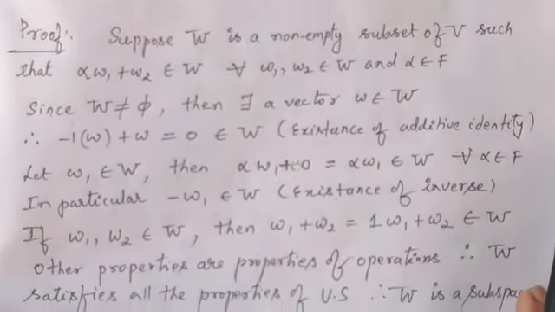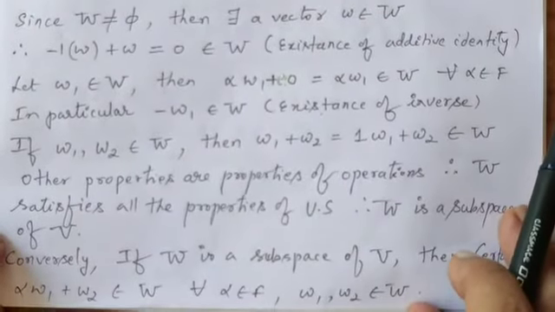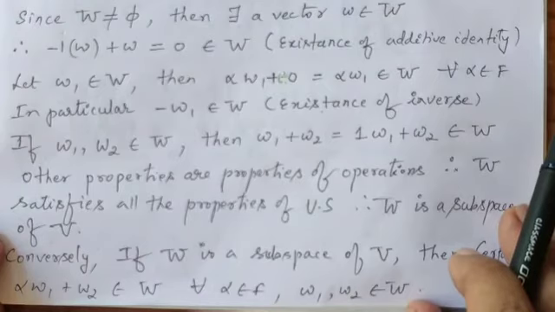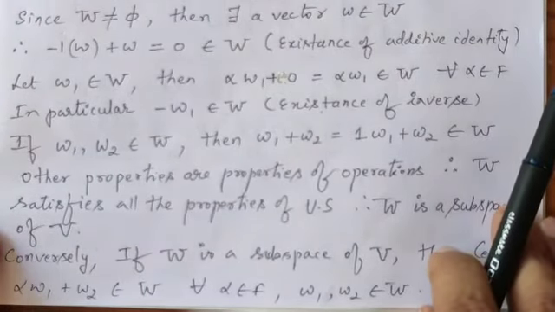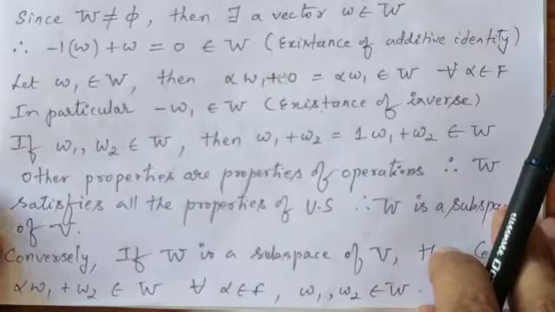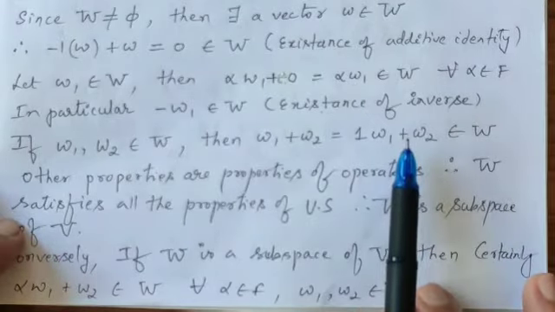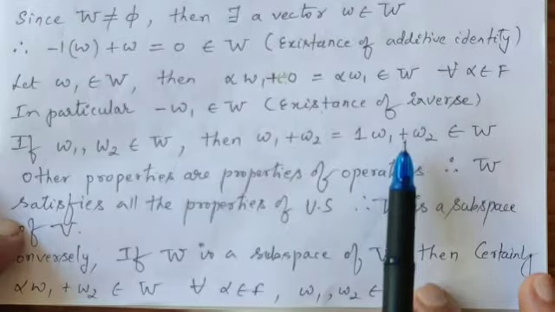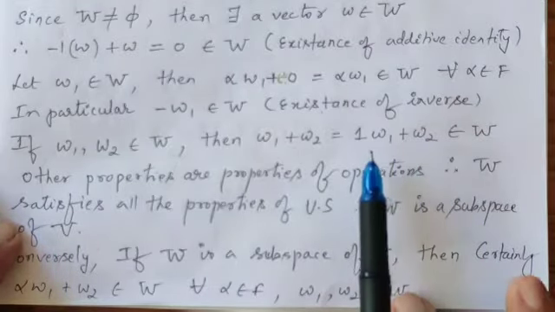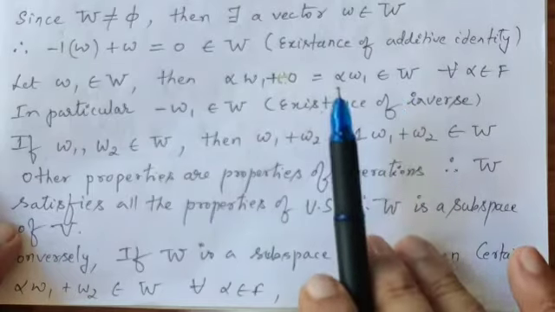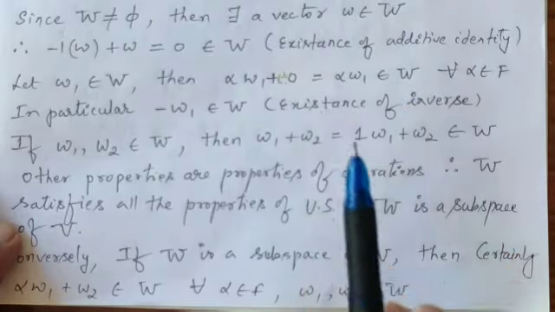Next I will take two vectors W1 and W2. Then if I take alpha equal to 1, once again if you use that equation alpha W1 plus W2, here you will find 1 times W1 plus W2, that is equal to what? W1 plus W2 belongs to W. Now what I have proved is: W is closed under addition, W is closed under scalar multiplication, inverse exists, identity exists.